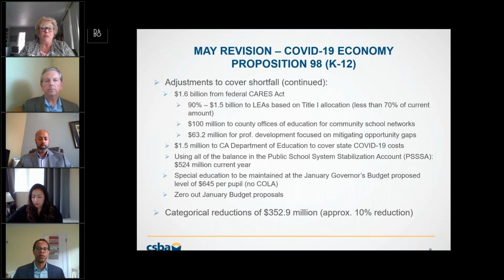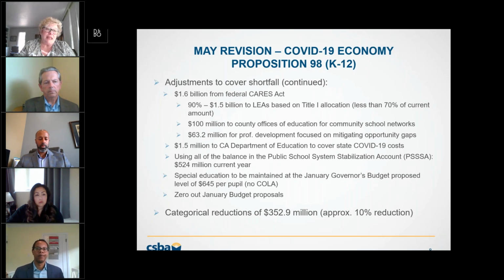$100 million will end up going to county offices of education for community school networks, and about $63.2 million of it is going to go for professional development for teachers and administrators, focused on mitigating opportunity gaps and trying to address some equity issues. $1.5 million in federal funds is also going to the State Department of Education. This will help to cover some of the state COVID costs.